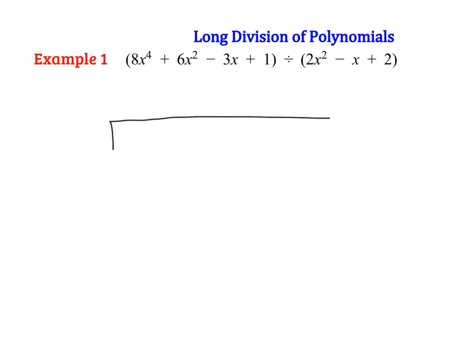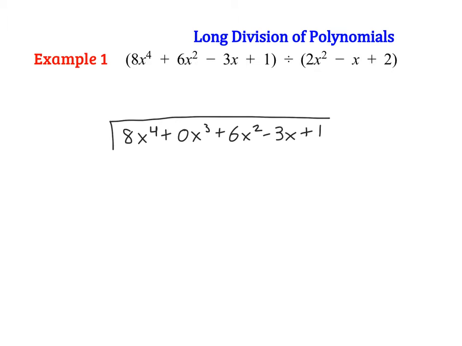One thing I want to point out is that we need to make sure every term in descending order is included. So if we are missing a term, like in this example, we're missing the x cubed term, we need to have a placeholder. So it looks something like this. 8x to the fourth plus 0x cubed plus 6x squared minus 3x plus 1. So make sure you start always by checking to see if you need a placeholder for your setup.